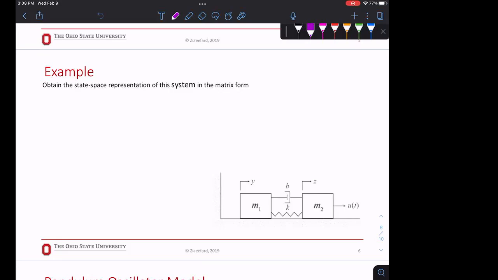Now, there is a point in this example which I want to show you. Let's say this is our system. Mass spring damper, multi-mass. We have M1 and M2, right? So if you wanted to solve this problem, what would be the first step?